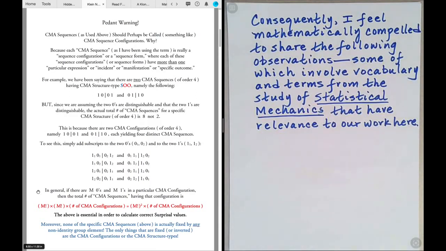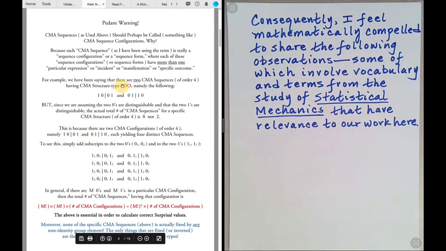Moreover, none of these specific CMA sequences above, namely these 8 right here, is actually fixed by any non-identity group element. The only things that are fixed or inverted are the CMA configurations, such as 1001 or 0110, or the CMA structure types themselves, namely SOO as a structure type.